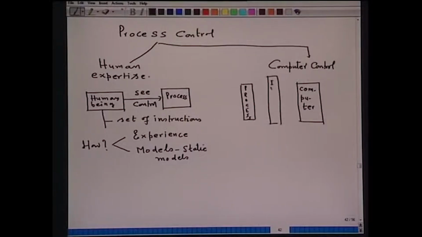An interface is to be developed, and through this interface the information is fed to the computer. The computer again passes on the instruction to the interface, and through the interface these instructions come to a process, and then the process can be controlled.